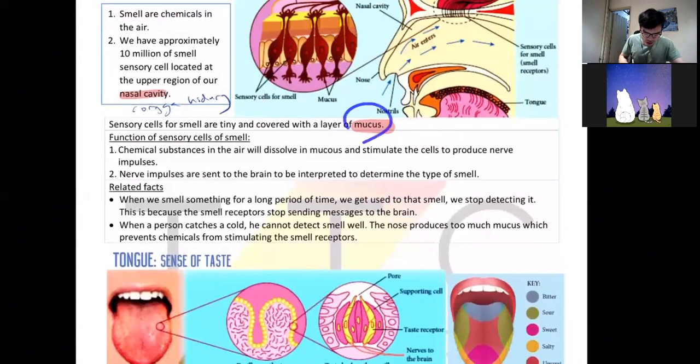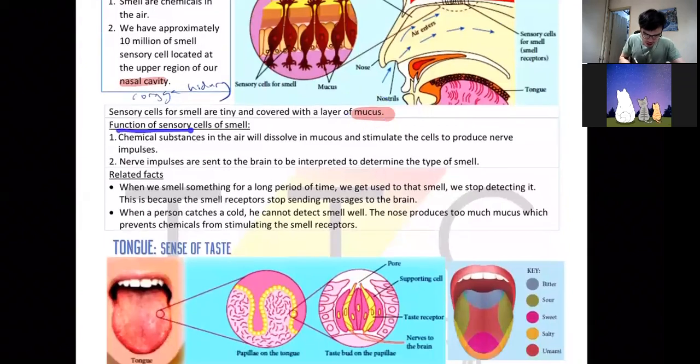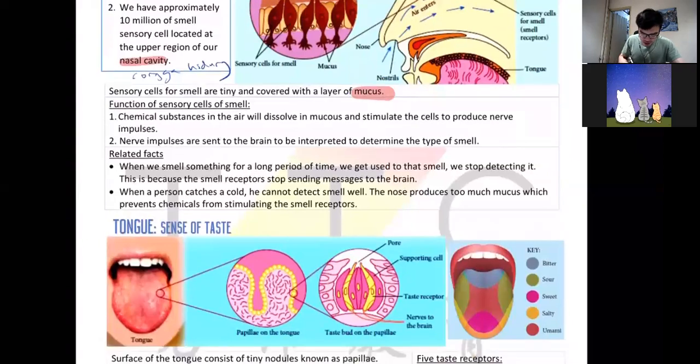All right, so that's your mucus. As I said just now, the function of the sensory smell is that the chemical substance in the air, which is a smell, needs to dissolve in mucus first and then stimulate the cell. You cannot just stimulate your cell straight, it doesn't work. Then a nerve impulse is sent to the brain.